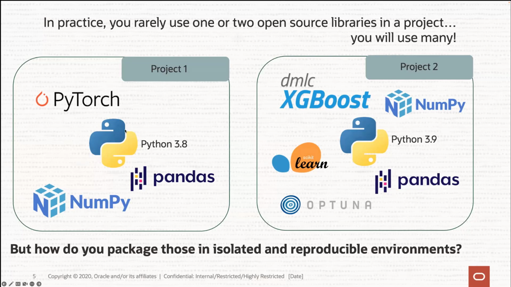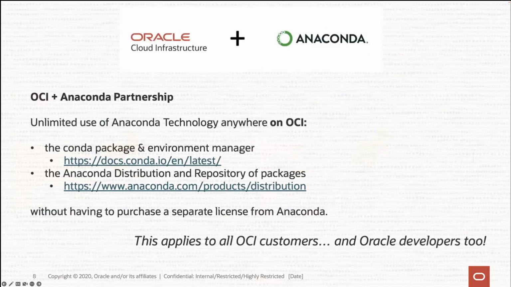This brings me to the partnership that was announced earlier. In August, Oracle and Anaconda announced a joint partnership that enables the use of secure software for enterprise users on OCI. What does that mean in practice? Well, it means two things. First, any OCI customer, including Oracle employees, can use the Conda package manager on OCI. And you can also use the Anaconda repository of packages to install binaries on your machine running on OCI. Previous to that, if you had a commercial use case and were an OCI customer, you had to purchase a separate license from Anaconda to be able to use those tools.